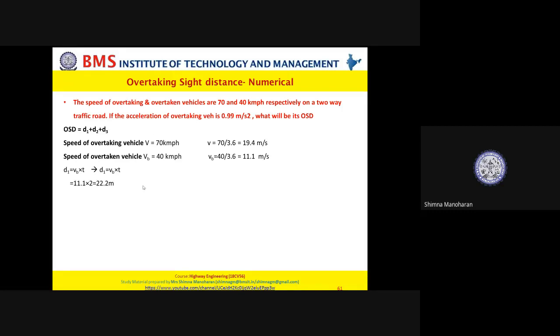So VB is nothing but the velocity of the slow moving vehicle. Here, what is the velocity of the slow moving vehicle? It is 40 kmph. You have converted that to 11.1 meter per second. So 11.1 into 2, you get 22.2 meter. Have all of you got this? D1 is 22.2 meter. Okay, good.